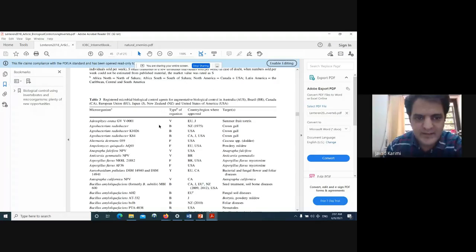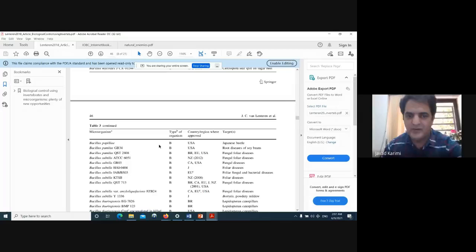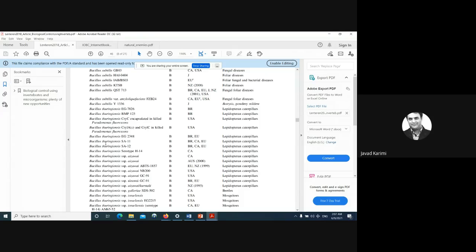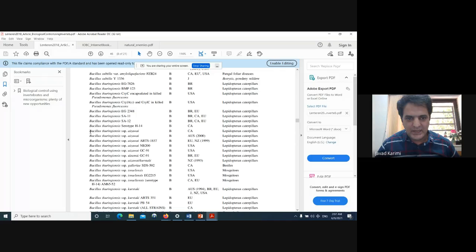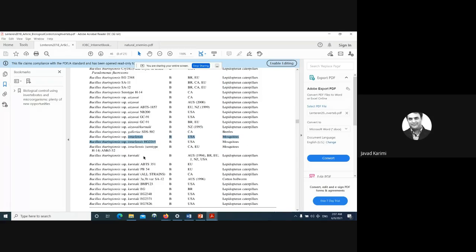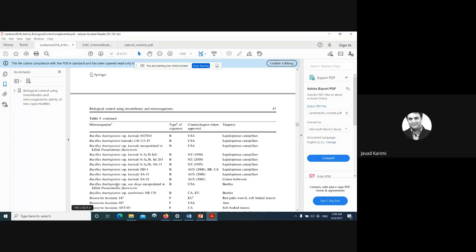Here is another set of data for some microbial agents like Bacillus. You can see types of Bacillus here, which are used against different types of insect pests or pathogens in different countries or different regions of the world. So here you can see Bacillus thuringiensis as the main microbial agent which is used against pests. You can see different subspecies of the bacteria. Here, Bacillus thuringiensis aizawai, Bacillus thuringiensis israelensis, Bacillus thuringiensis kurstaki, and others. Bacillus thuringiensis is the main microbial agent which is used in different countries of the world.